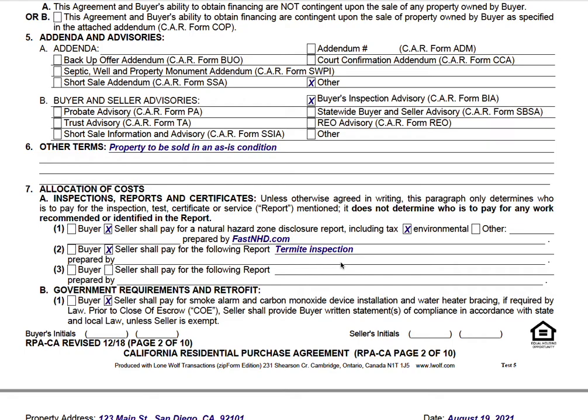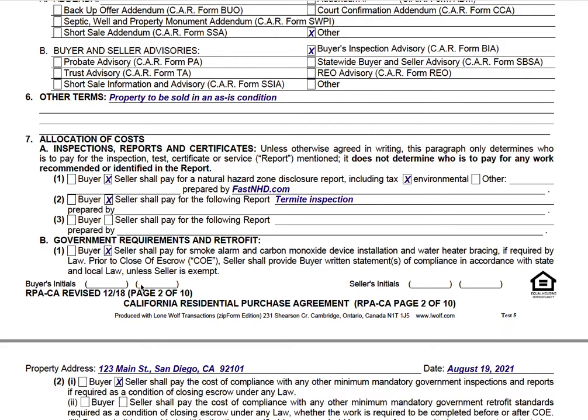But if you do want the seller to pay for it, that's one small little headache for the seller. You can ask for it here. If not, you can leave it out, and termite will not be addressed whatsoever in the transaction. We're going to check the box.